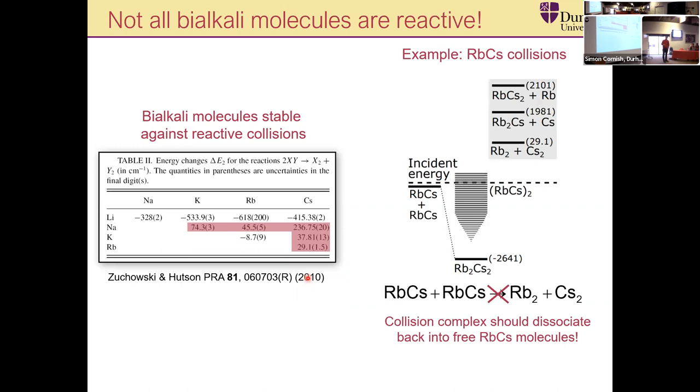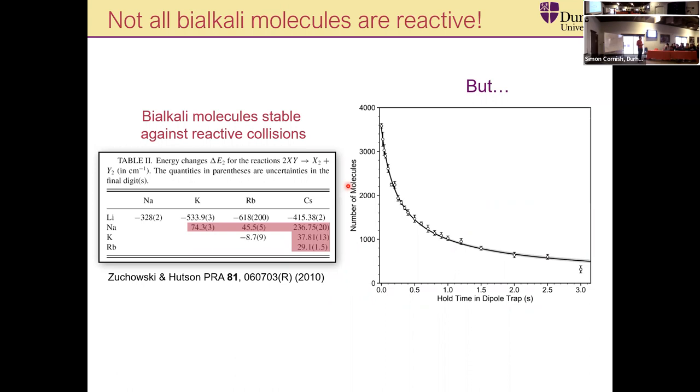And all that means in the case of rubidium cesium is that these channels to form Rb2 and cesium2 are also higher in energy. So if I come in, I can form this complex. This is my insect stuck in the bottle. I can't access these channels, and so all that should happen is I should come back out. There's no reactive pathway in the case of rubidium cesium. So you do the experiment, and this is what you see. You form the molecules in the trap, and they go away.